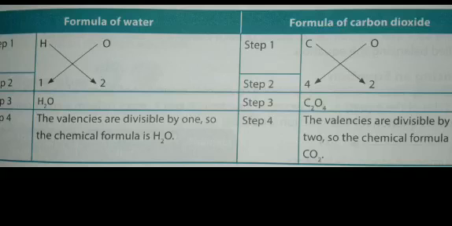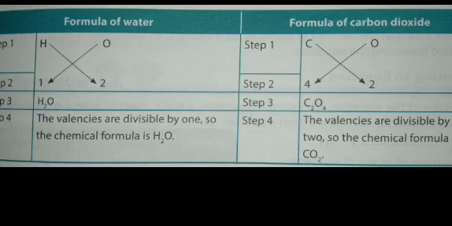The formula of water therefore will be, in the first step, written as H and O separately. In the second step, we write the valencies as 1 below hydrogen and 2 below oxygen. In the third step, we exchange the valencies, and therefore the 2 of the oxygen will come below hydrogen as a subscript, and the 1 of hydrogen will come below oxygen. So it becomes H2O. Step 4: the valencies are divisible only by 1, so this chemical formula is H2O.